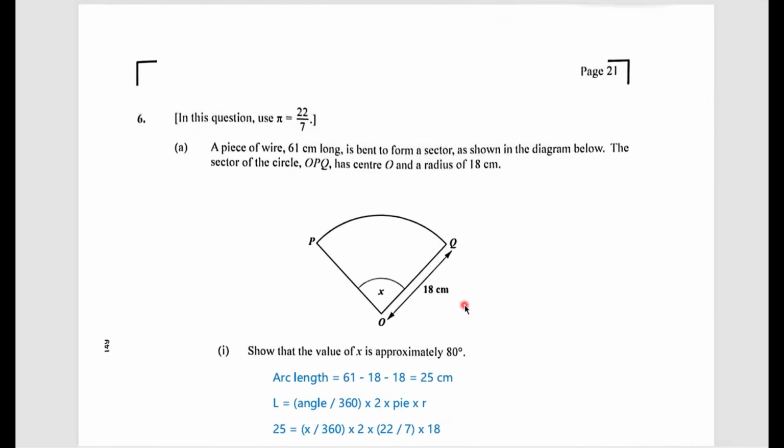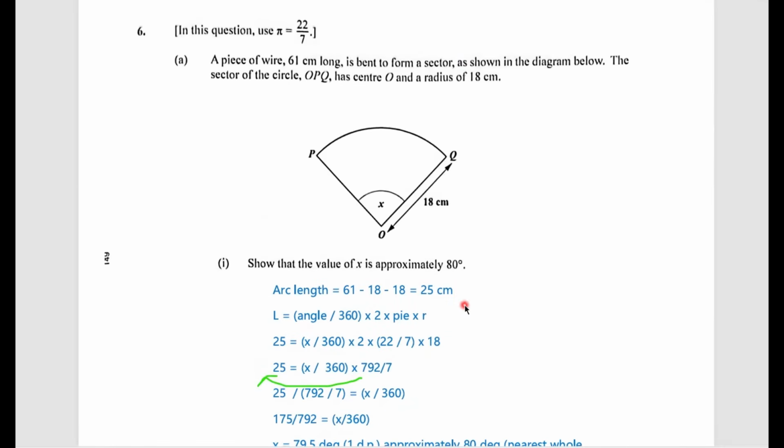It's a little lengthy. We're going on to question 6. A piece of wire 61 cm long is bent to form a sector. I'll show you the diagram below. The sector of the circle OPQ has center O, radius 18 cm. Show that the value of x is approximately 80 degrees.